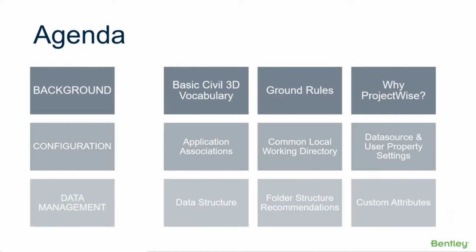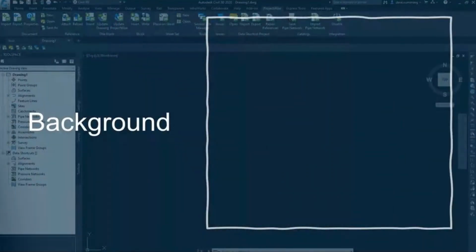And then we get into data management. We're going to talk about the structure, how Civil 3D data is meant to be structured from an Autodesk perspective. We're going to look at some folder recommendations that will cater to that structure. And at the end, I'm going to show you custom attributes, more of a tips and tricks session. This is something that really works well for me and I find a lot of value in, so I want to pass that on to you.